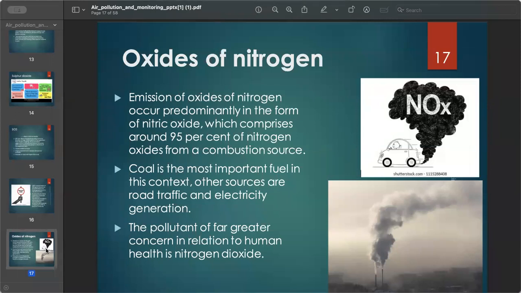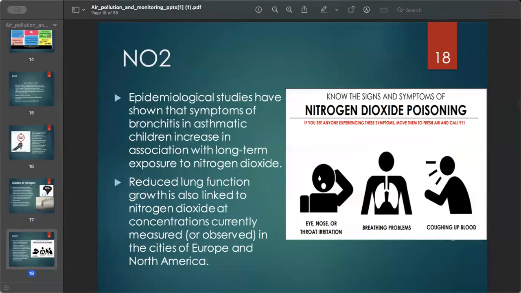The pollutant of far greater concern in relation to human health is nitrogen dioxide, NO2. Epidemiological studies have shown that the symptoms of bronchitis in asthmatic children increase in association with long-term exposure to nitrogen dioxide. Reduced lung function growth is also linked to nitrogen dioxide at concentrations currently measured in the cities of Europe and North America.